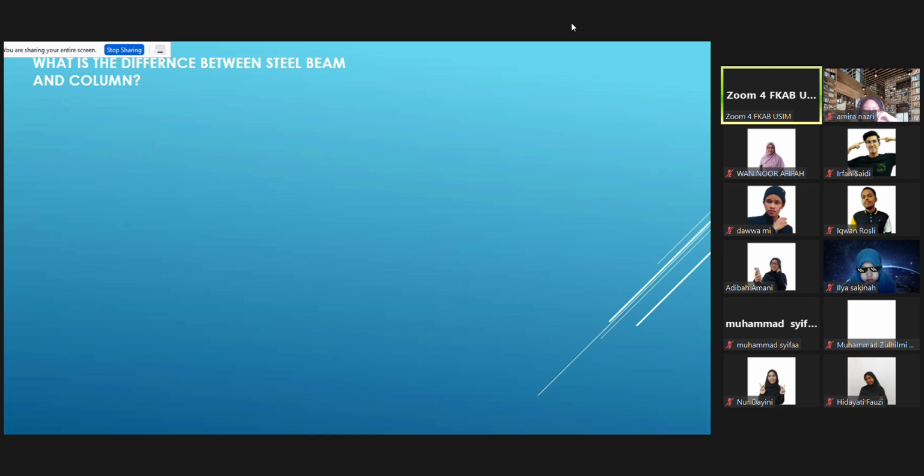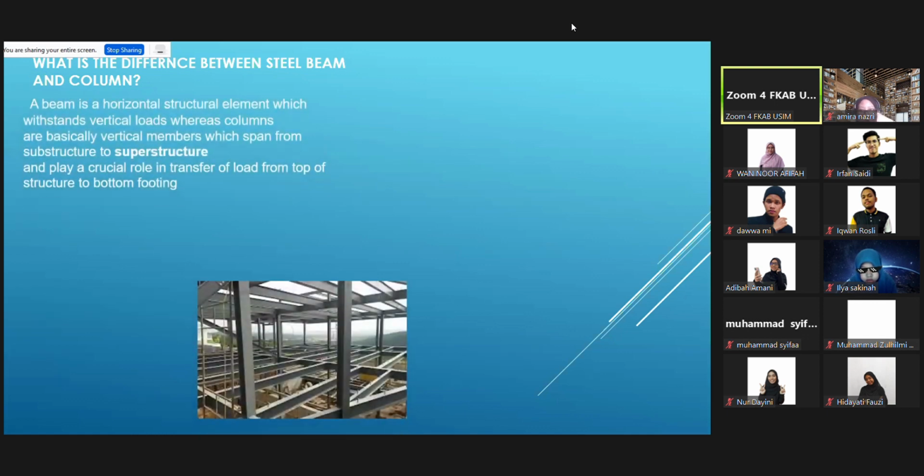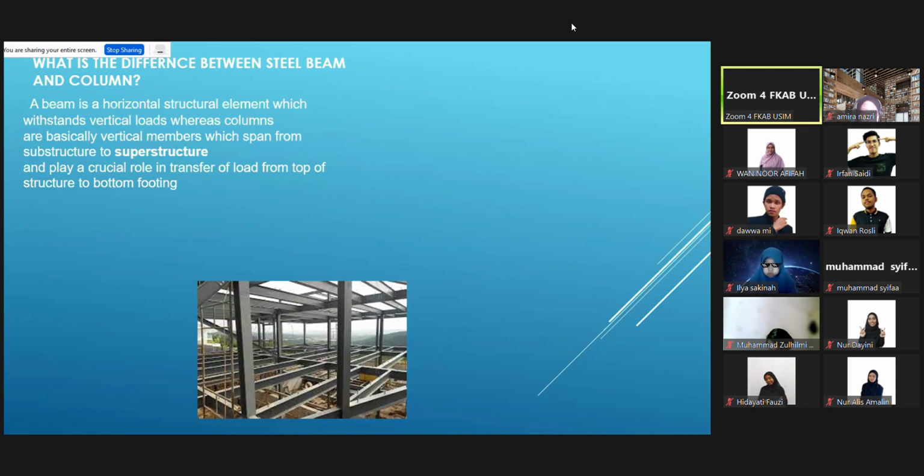Okay, now we go to the topic of beam and column. So what's the difference between steel beam and column? I think you all know, steel beam, you see it every day, not sure whether you observe it or not. You see it most of the time. Even in your house, there are houses that have a concrete frame, the column and the concrete beam. Those horizontal ones are called beams. The other one is vertical, that is the column.